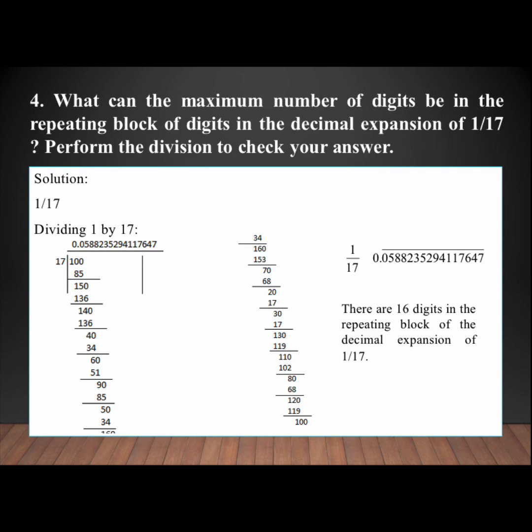What can be the maximum number of digits in the repeating block of digits in the decimal expansion of 1 by 17? We have to perform division to check the answer. Now solving it by dividing 1 by 17, we get a long division until the remainder becomes 1 again. We get 1 by 17 as 0.05882 and so on up to 47. There we get 16 digits in the repeating block of the decimal expansion of 1 by 17.